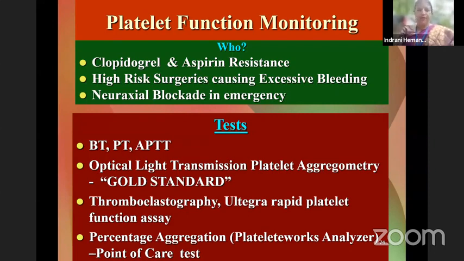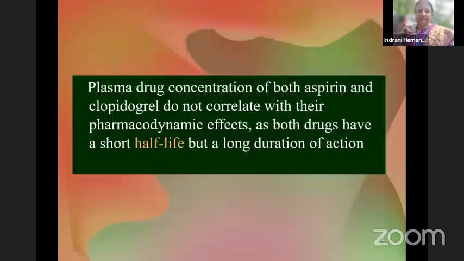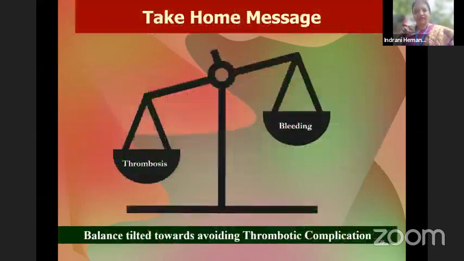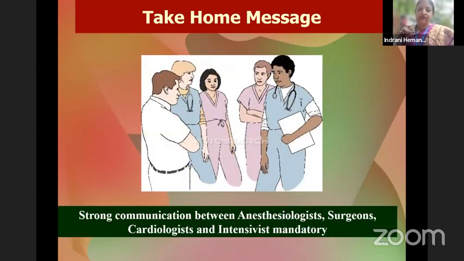Of course, we can do thromboelastography and other percentage aggregation with the platelet function analyzer, which is a point of care test. Plasma drug concentration of both aspirin and clopidogrel do not correlate with their pharmacodynamic effects, as both the drugs have short half-life but a long duration of action. And if you have to take sides, the balance should be tilted towards avoiding thrombotic complications as compared to avoiding bleeding complications. Remember that. We don't want the patient to die of coronary thrombosis.